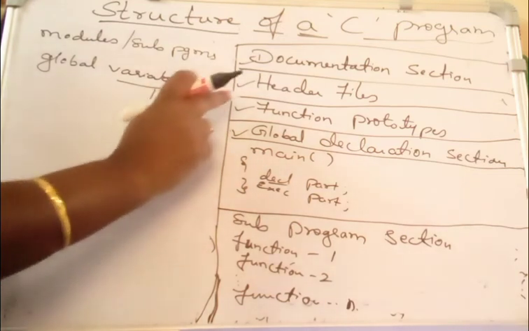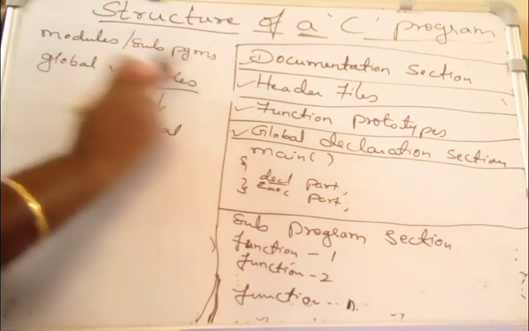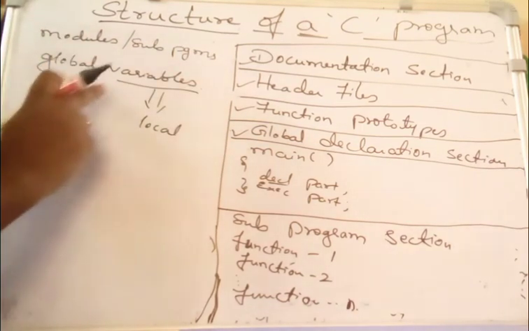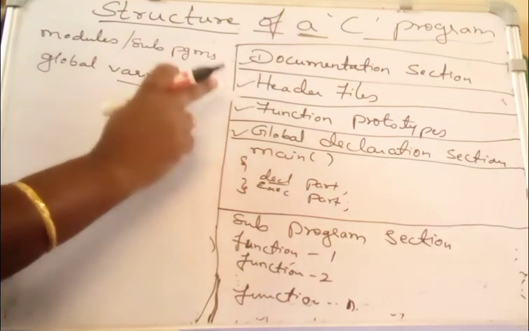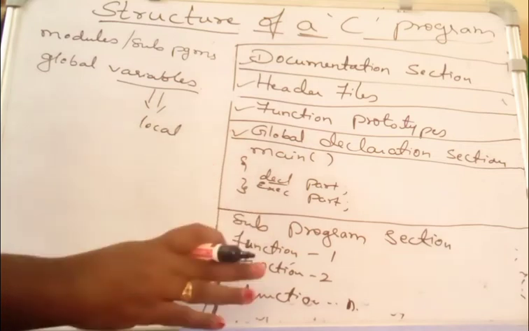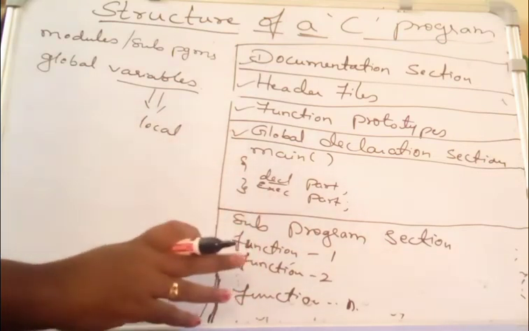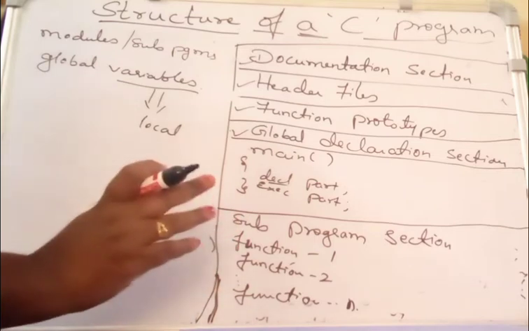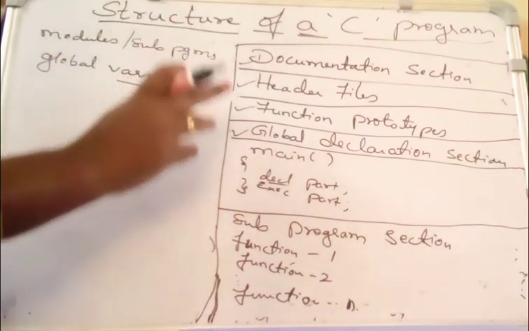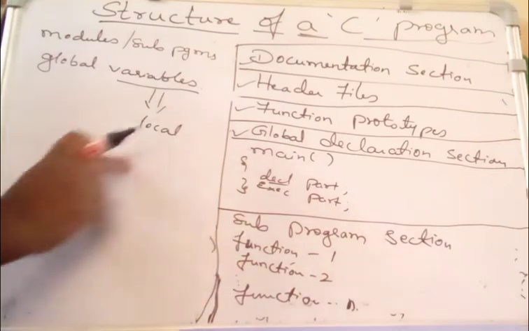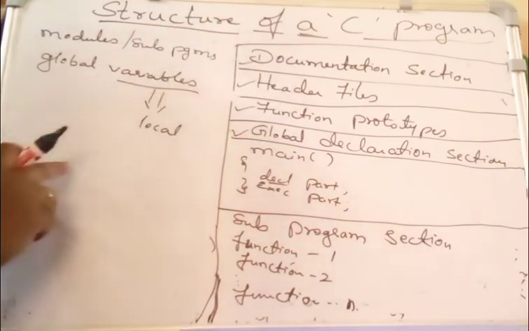We can declare functions as global, or you can declare variables as global, so that the functions and the global variables can be accessed by any function in the program. Since the program is divided into sub-programs, any function can access the functions as well as the global variables. So that is about the function prototypes and global variables.